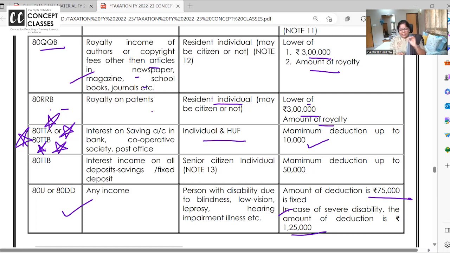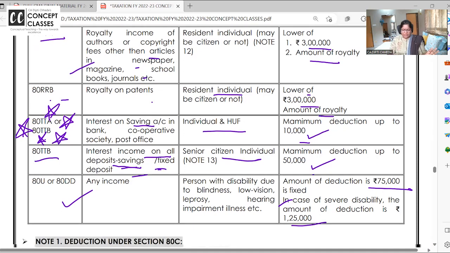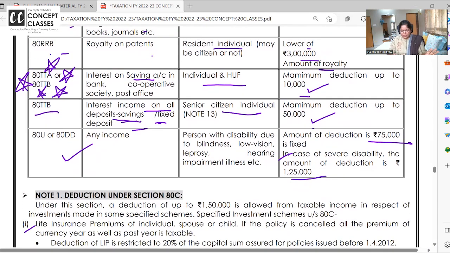Now 80TTB. If you are a senior citizen, 60 years and above, then instead of 10,000 you will get a 50,000 deduction in 80TTB, on interest income from not only saving accounts, even FDs. The interest on FDs will also get a deduction for senior citizens. Normal saving account up to 10,000; senior citizen saving plus FD up to 50,000. And I told you, if you are covered under 80U, this also applies. So that's all about the most important deductions.